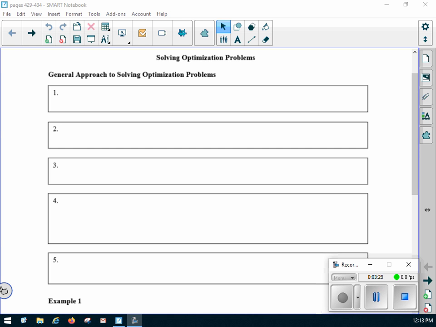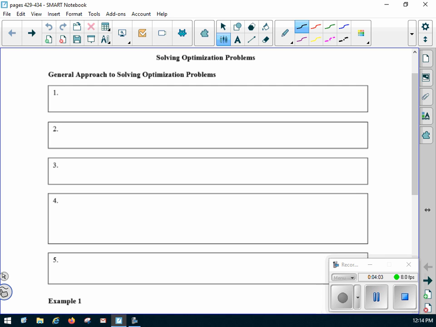Okay? So let's just dig in. Maximizing would be you got this many square feet of cardboard. That's all you got. How can you make the box that will maximize the volume? Great, that's an excellent example. Okay, so Sparks has 5 rules or 5 steps in his general approach to solving optimization problems. So here we go.